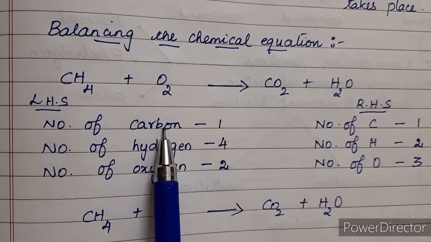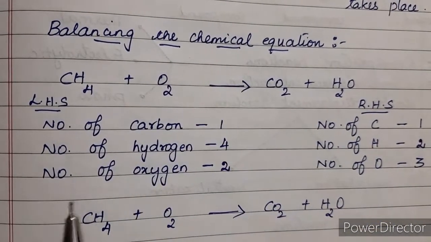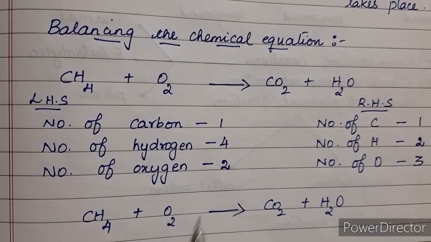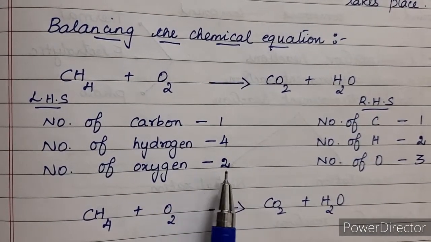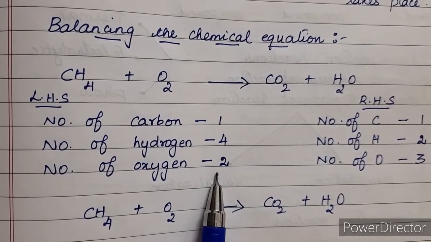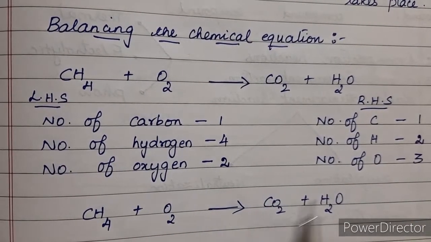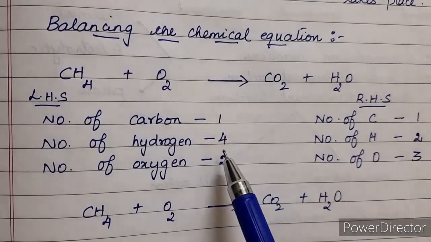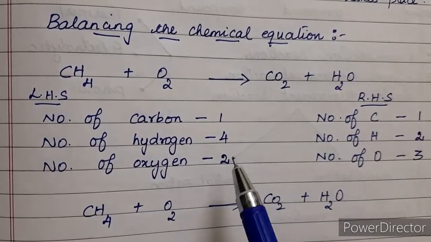Now the carbon on either side is the same, but hydrogen, here it is 4 and on your right hand side it is 2, and similarly oxygen on the left hand side it is 2, on the right hand side it is 3. So it has to be balanced, right? So first we'll start balancing the hydrogen atoms on either side.